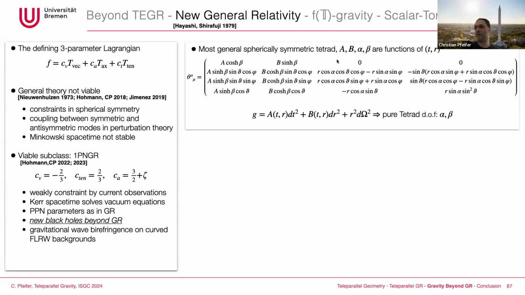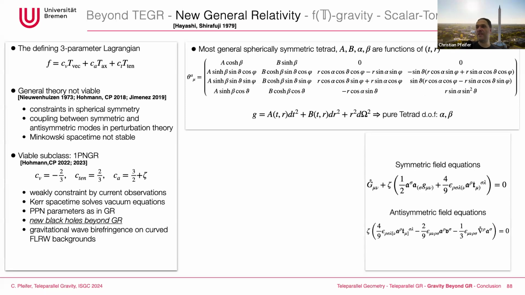It is described by four free functions, A, B, alpha, and beta, which are general functions of T and R, which lead to the metric here, which you know is the most general spherically symmetric metric. We see that we have two metric degrees of freedom, which appear in the metric, and we have two pure tetrad degrees of freedom, these functions alpha and beta.